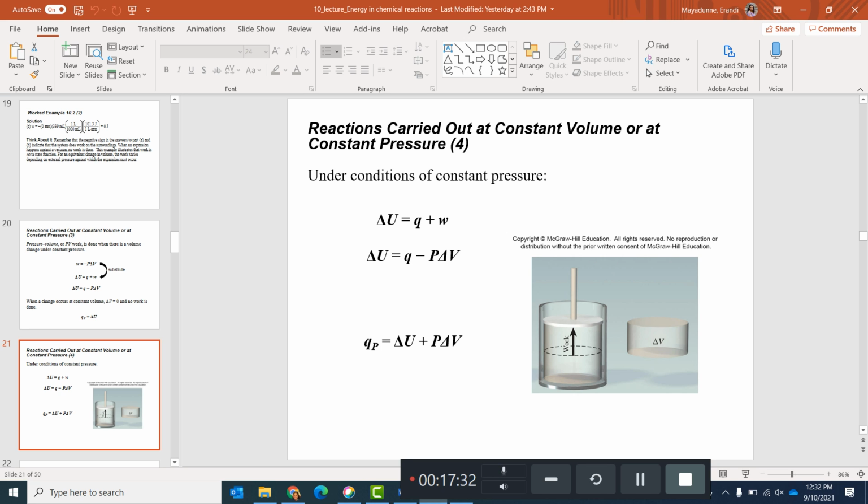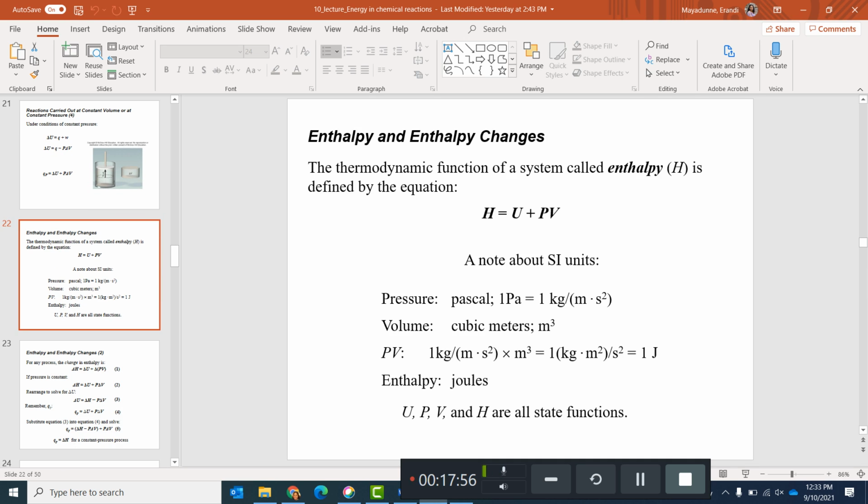For reactions carried out at constant pressure, delta U equals Q plus W, which is Q minus P delta V. This is just rearranging the equation: heat equals internal energy, so you just take the negative P delta V to this side. That's just rearranging the equation.